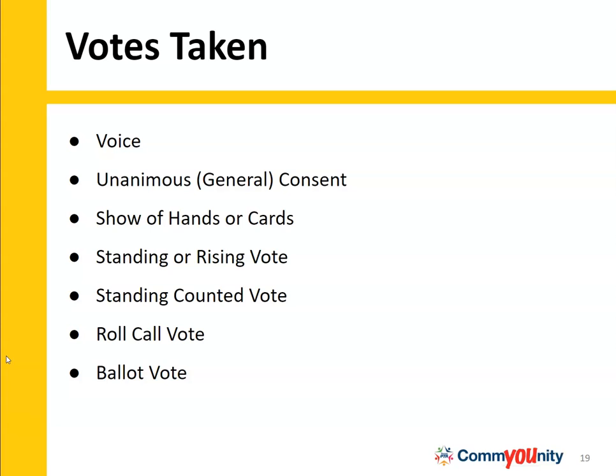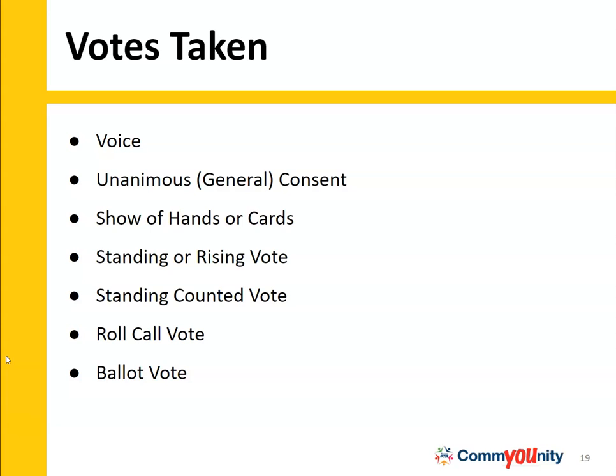Using this method, the chair asks the members if there is any objection to the action, such as approving the minutes. If there is no objection, then the chair states, "Hearing no objection, the minutes are approved." This is an easy way to expedite the process when there appears to be no argument against an action. However, if there is one objection, then a motion must be posed and handled in the normal fashion.